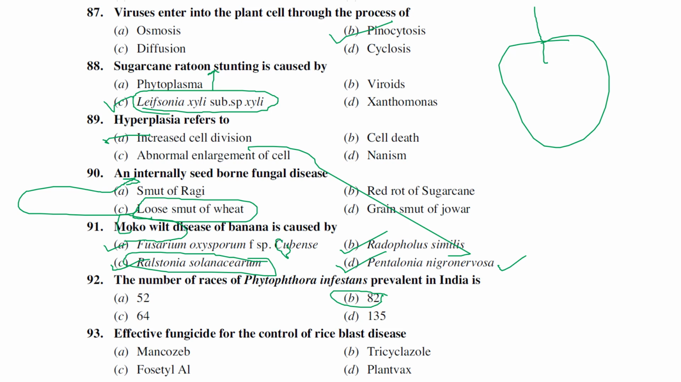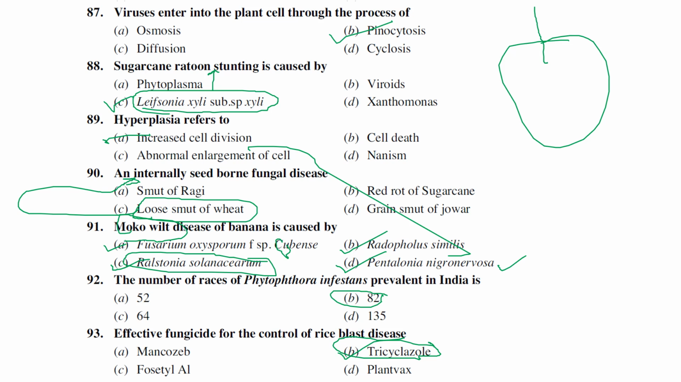The next one is the effective fungicide for the control of rice blast. So tricyclazole is the recommended fungicide for rice blast. Tricyclazole, the trade names are Beam, Bim or Blastin. These are the various kinds of trade names. Not only tricyclazole, edifenphos or iprobenfos can also be recommended. I think we have seen this in the previous question.